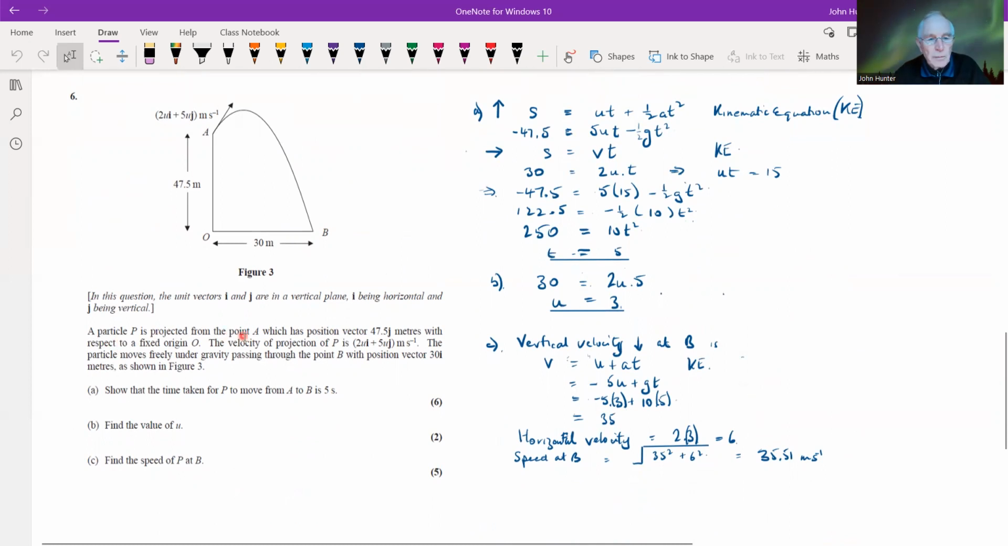Particle P is projected from the point A, which has position vector 47.5j, with respect to fixed origin at O. Velocity of projection is 2ui plus 5uj. Particle moves freely under gravity, passing through B with a position vector 30i, 30 meters, as shown. Show that the time taken for P to move from A to B is 5 seconds.